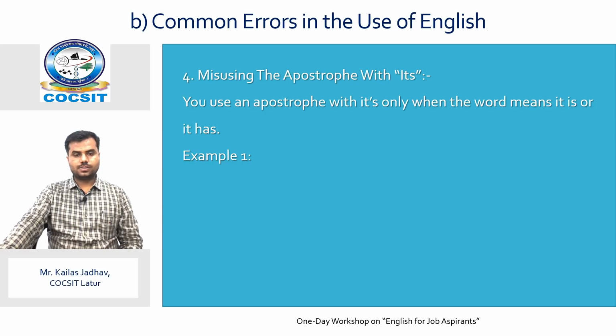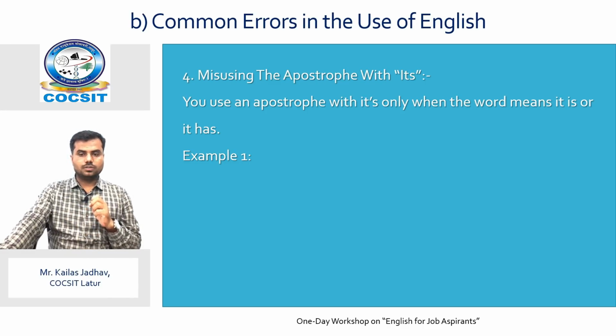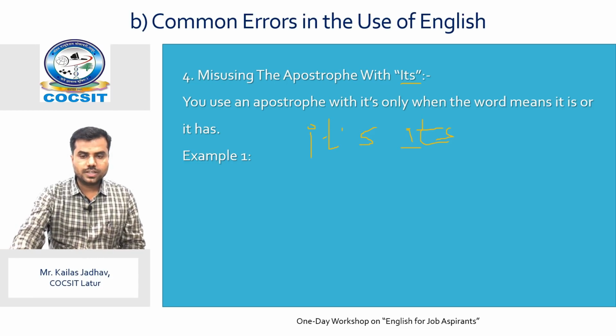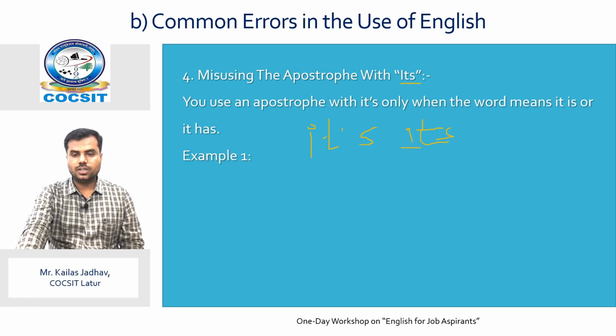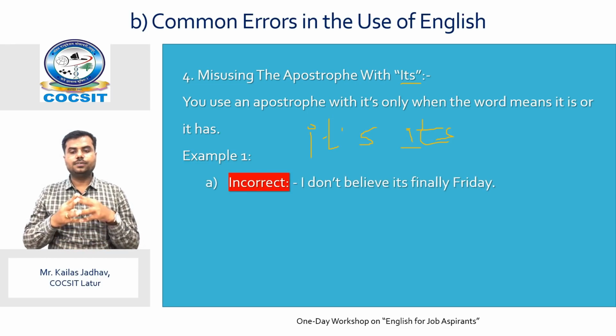My dear friends, wherever you write something, wherever you make use of its, there are two ways of writing it, and you think both are the same. But my dear friends, this is something different. It's, and its without an apostrophe, are different. Look at the example. Use an apostrophe with it's only when the word means it is or it has. I don't believe it's finally Friday.